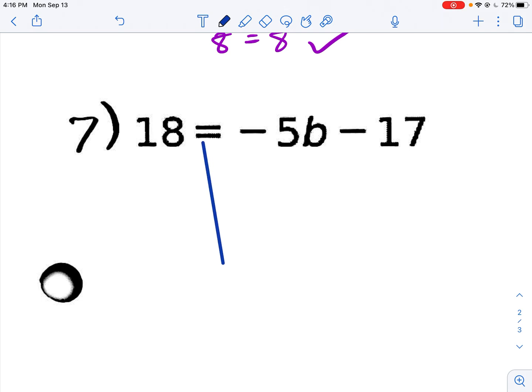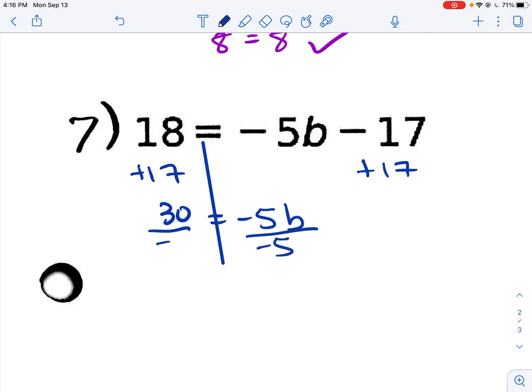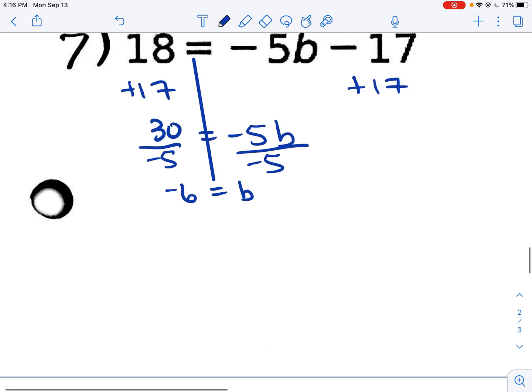Okay. So I want the b by itself, so I'm going to first add 17 to both sides. And that's going to get me 30 is equal to negative 5b. I divide by negative 5. Positive divided by negative is a negative.